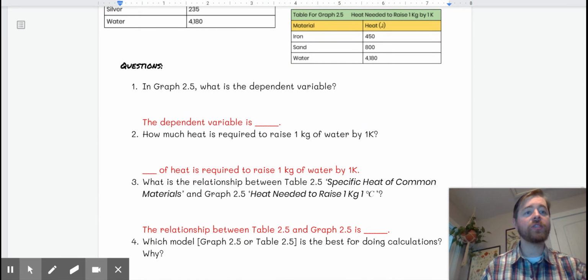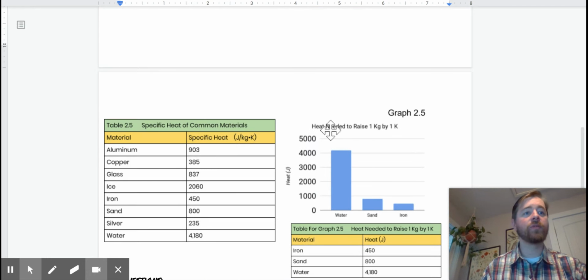Question 3. What is the relationship between table 2.5, specific heat of common materials, and graph 2.5, heat needed to raise 1 kilogram of material 1 degrees Celsius or Kelvin. Okay, so what is the relationship? I'm asking you, how are these two things related? What do they have in common? What do both of the graph and the table do for us?